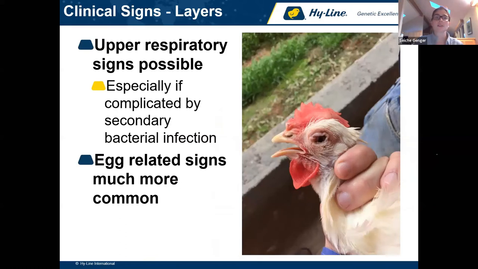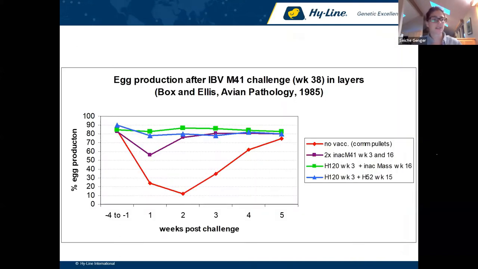So clinical signs in your older birds. Again, upper respiratory signs are possible, especially if you have a secondary bacterial infection, which can be quite common in adult laying hens, especially when you have something like a bronchitis or a Newcastle that comes in early. But oftentimes we don't really see those upper respiratory signs. What we're going to see is egg-related signs is probably the first thing you'll notice.